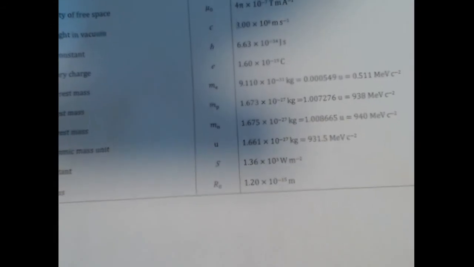Okay, so in your page of constants, near the bottom, the third item from the bottom is U. Let me see if I can actually get that in focus here. If you see U, the value for U is about 1.6, it's not focusing unfortunately, but it's there, 1.661 times 10 to the minus 27 kilograms.